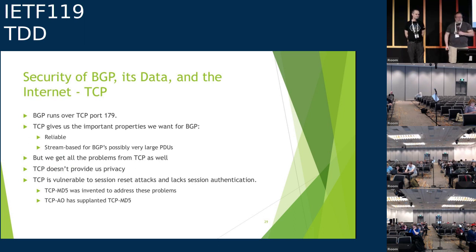Again, BGP runs over TCP port 179. Why do we run TCP? Well, because back in the day, the folk that were putting it together didn't want to invent their own transports, and just as importantly, they remembered EGP, which actually did its own stuff wrong. And they didn't want to be responsible for the bug. They wanted to be able to point to somebody else and say, this is up to TCP.